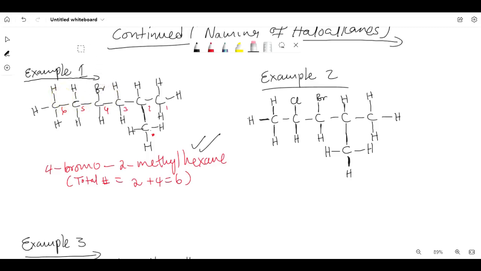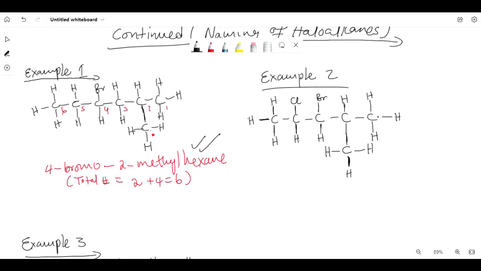Okay, so now let's go to example number 2. It's almost the same as this one, but not the same. How many carbons do we have? We have 1, 2, 3, 4, 5. We start numbering from the nearest end. Where is the nearest end? The chlorine is next to the nearest end, and also the methyl is next to the nearest end. But which one are we going to take?